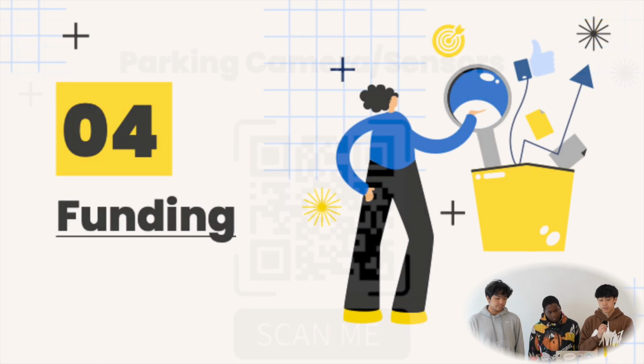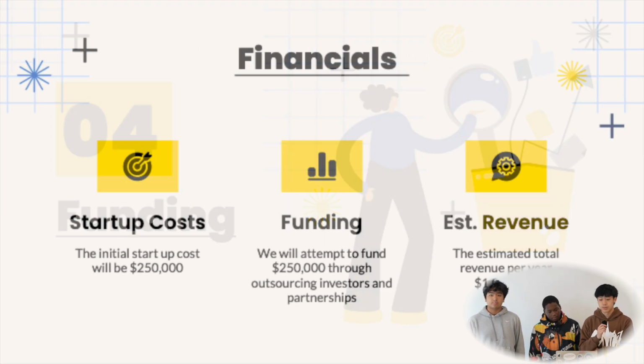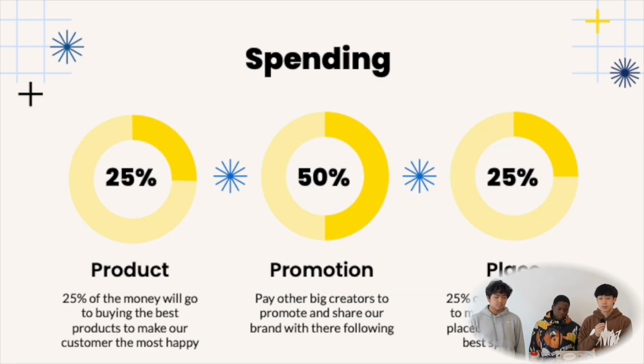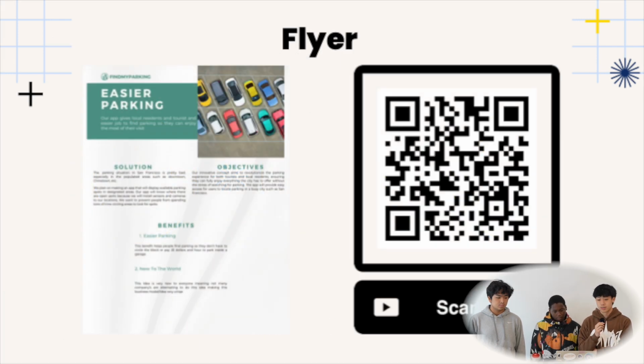For the funding, our startup cost will be $250,000, and we'll try to fund the same amount, $250,000, through outsourcing, investors, and partnerships. Our estimated revenue is around $1 million a year. We'll spend 25% of our money on product, 50% on promotion, and 25% on place. And here's the QR code for more about the app.